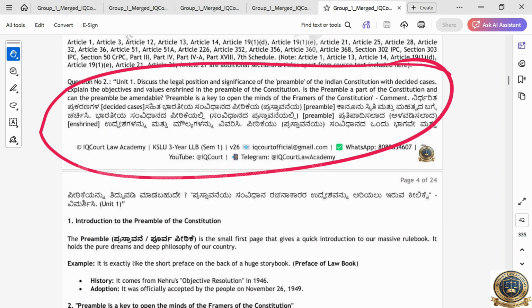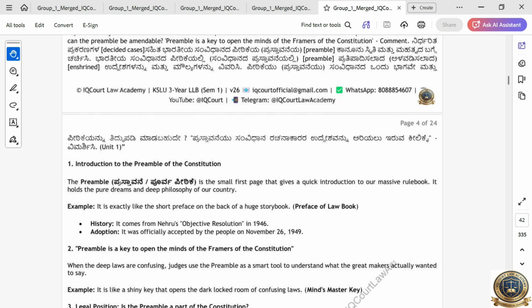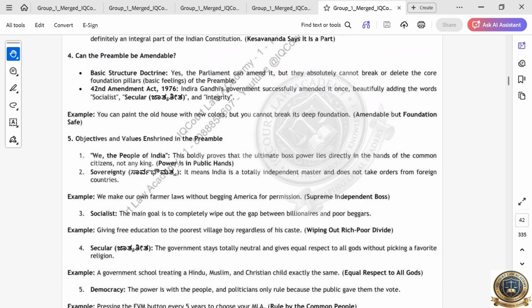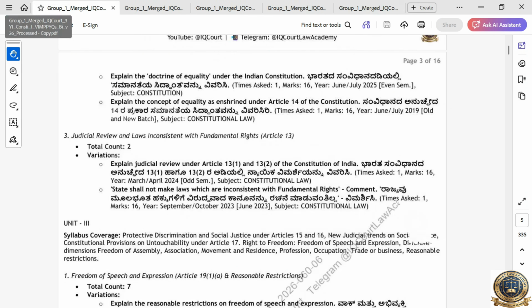This is the question. The preamble. We explain the way they are going to explain it. They may ask in a different way. Whether the preamble can be amended, they will ask a tricky question. For all of them, we have given the answer. Yes, they have added. See, the Indira Gandhi government successfully amended it once, beautifully adding the words secular, socialist, and integrity. They added these in the preamble of the constitution. So these are all very important.